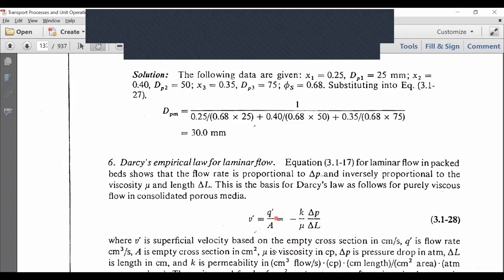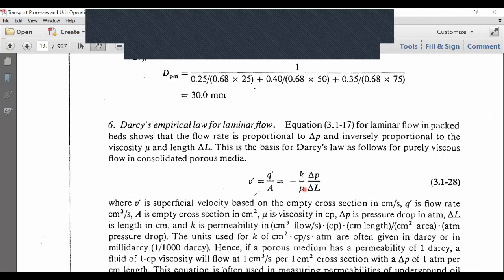So Qxn over A equals minus K per mu times delta P divided by delta L. Qxn is the flow rate, A is the cross-sectional area of the packed bed, K is the permeability coefficient, mu is the viscosity of the fluid, delta L is the length of the bed, and this is the pressure drop.